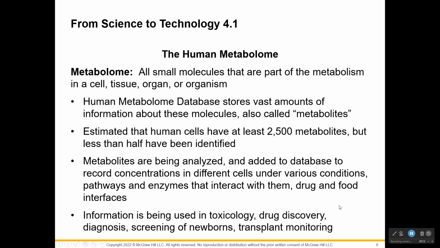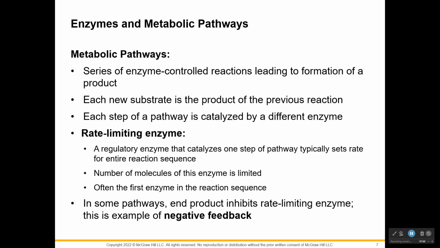The metabolome is all the small molecules in the metabolism that control metabolism. And there's a database that stores this. You probably heard of these as metabolites. And they estimate that we have about 2,500 of them, and less than half have even been identified. And what do they do, and how do they control all the pathways and cycles that occur in the body? A lot of times the drugs we take are influencing our enzymes in our cells.